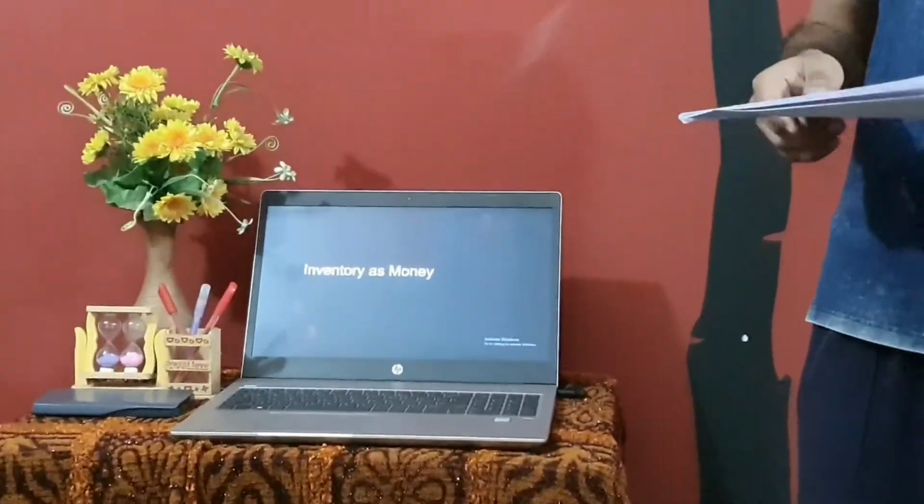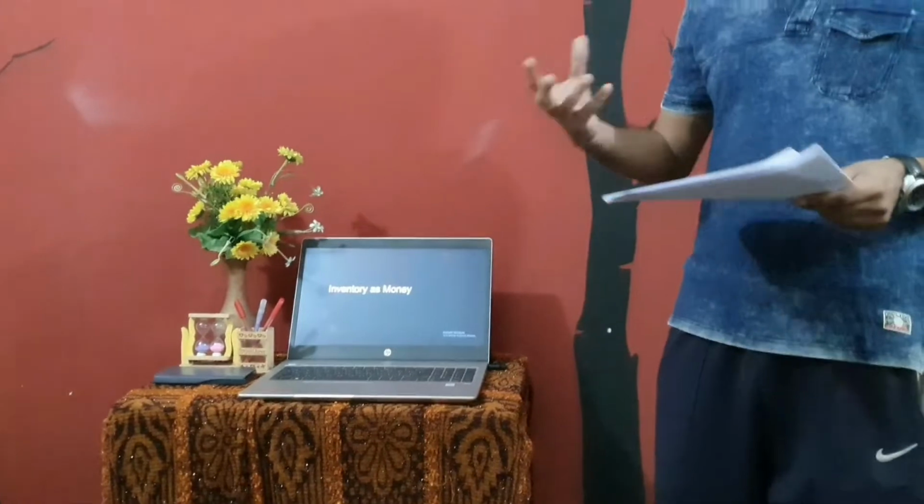The topic of today's lecture is inventory as money. Before going into this particular chapter, I just wanted to give you a brief idea regarding the background and the significance of this chapter. From the name of this chapter, you can already identify that we're going to value the inventory in terms of monetary value. Now, why would you do that? What is the importance of actually doing this?